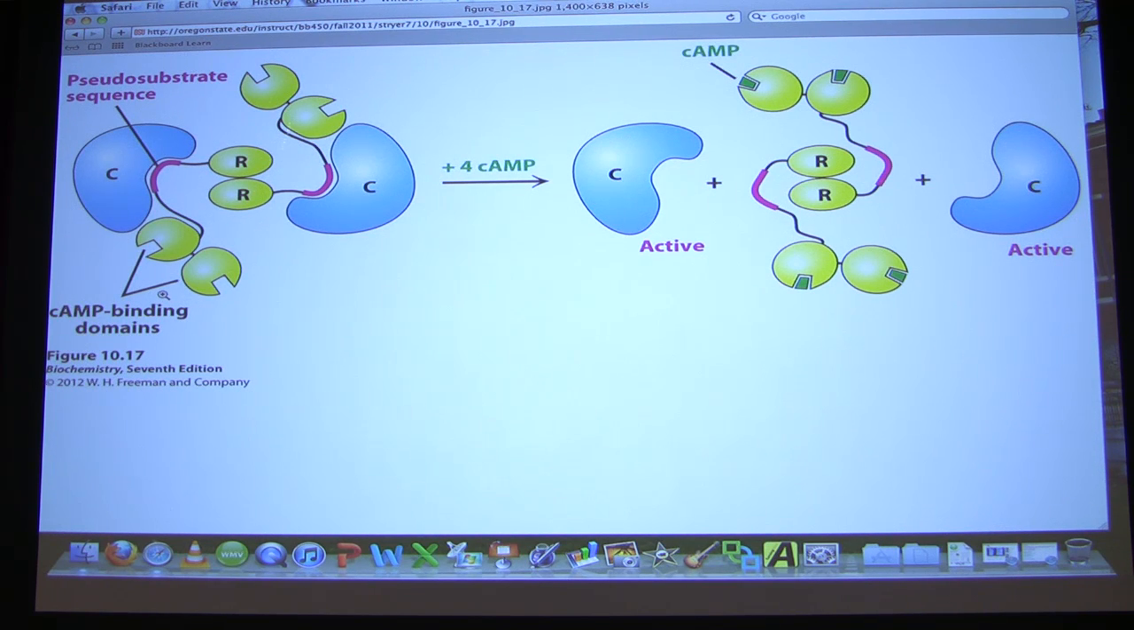When the regulatory subunits are bound to the catalytic subunits, as we see on the left over here, this guy's dead in the water. It's not catalyzing anything. I'll tell you what it catalyzes in a second. When cyclic AMP is present, it binds to the regulatory subunits, releases them from the catalytic subunits, and these catalytic subunits are active as all get out. So cyclic AMP is literally turning the enzyme from the off position to the on position.